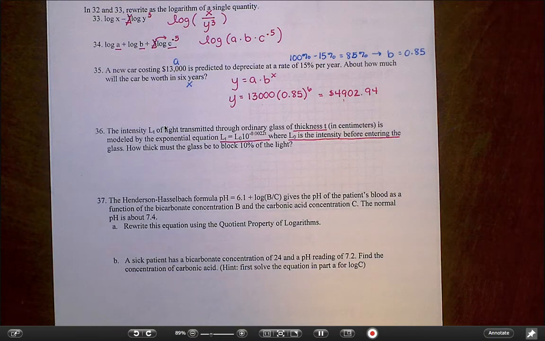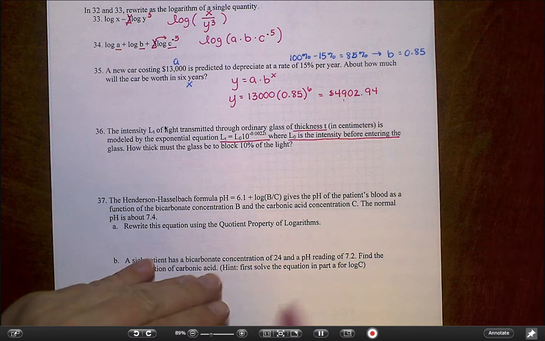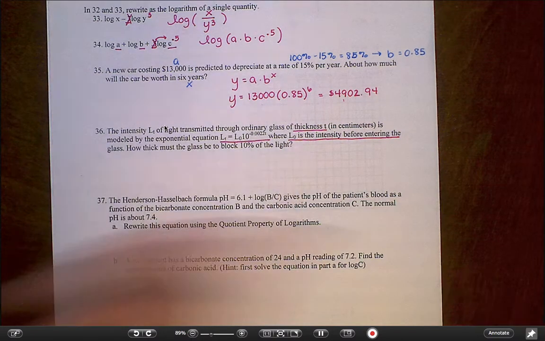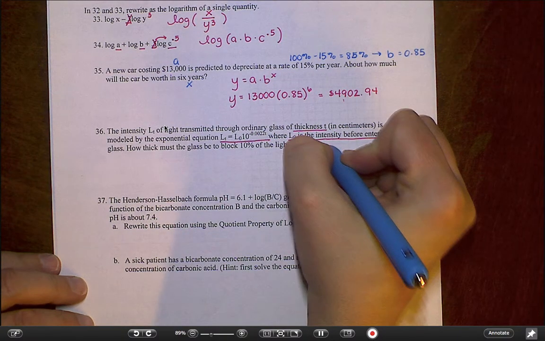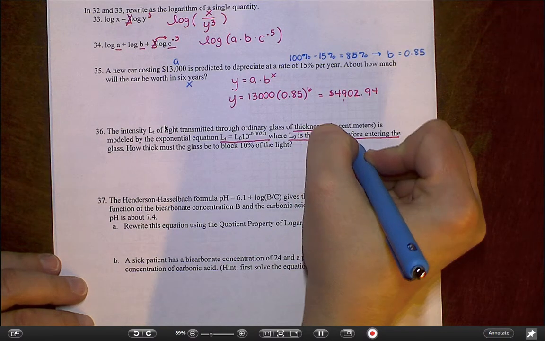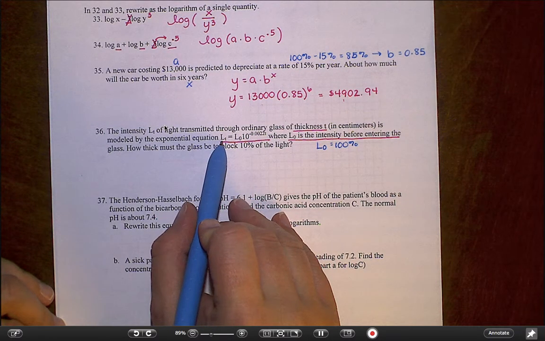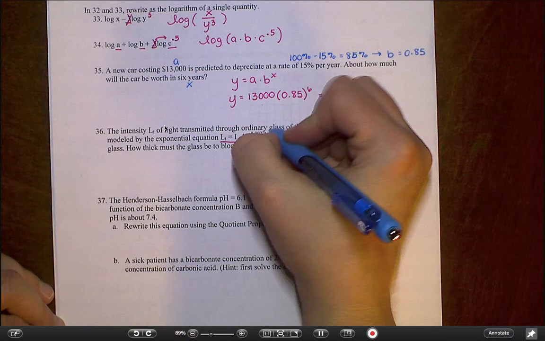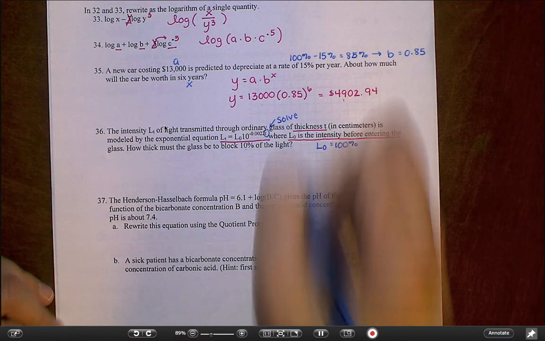So how thick must the glass be to block 10% of the light? Okay, so first off, notice that we're working in percentages. So if we're working in percentages, the intensity of the light before it's passed through any glass would be 100%. So I'm going to say L sub 0 is 100%, and to block 10%, I want to know when this will be 90%. So I'm going to put a 0.90 here. And then this, the T, is what I'm solving for. I want to try to find the thickness.